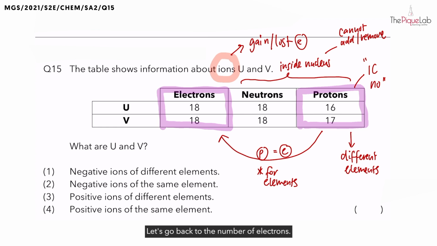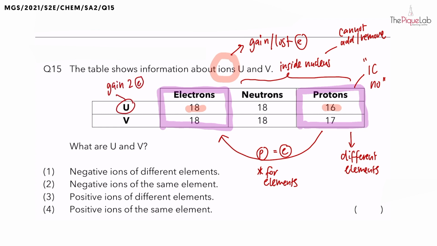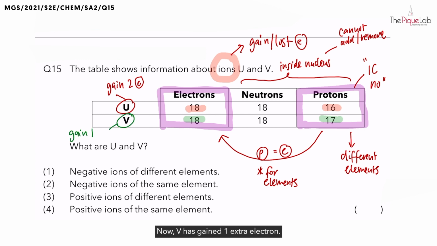Let's go back to the number of electrons. If U has 16 protons, it should also have 16 electrons. How many extra electrons does U have? This tells me that U has gained 2 extra electrons. Now let's take a look at V. V has 17 protons. It should also have 17 electrons. Since it has 18 electrons now, how many extra electrons does V have? Now V has gained 1 extra electron. Since both U and V have gained extra electrons, which are negatively charged, they will form ions with negative charges.